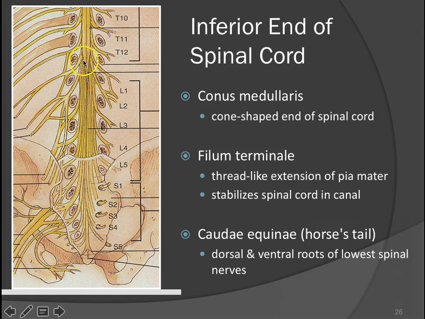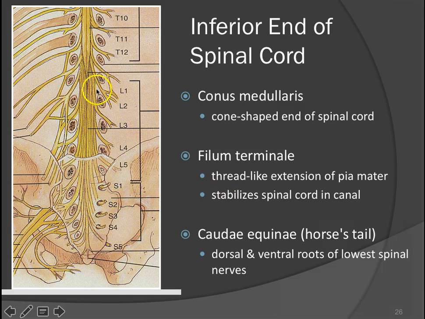So this point where it comes to this sort of cone-like end is simply called the conus medullaris. In this area, well, I guess throughout the spinal cord really, you'll have what's known as the filum terminale. These are little extensions of the pia mater coming right off the spinal cord, and they're going to help stabilize the spinal cord in the canal, so it's not kind of moving around. That plus those ligaments will help with that.